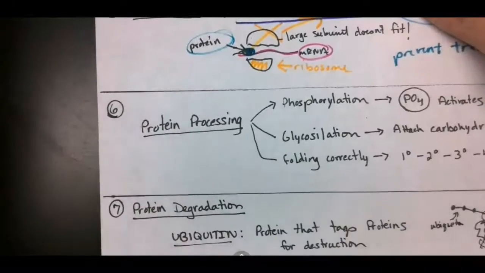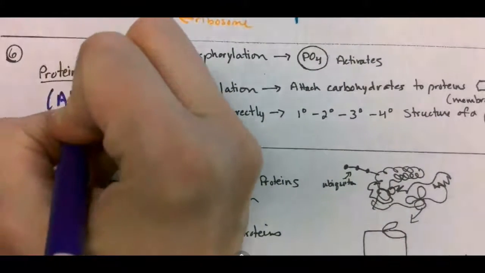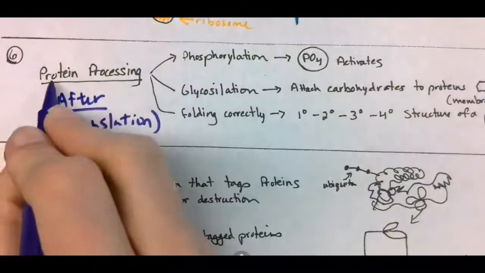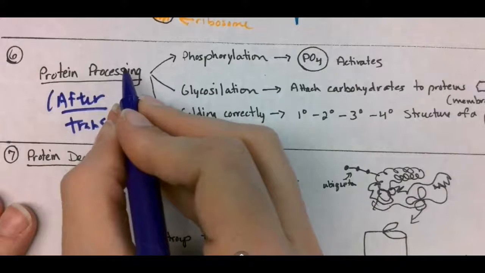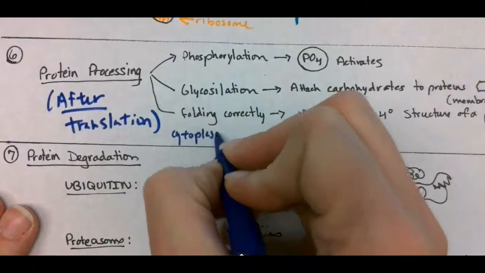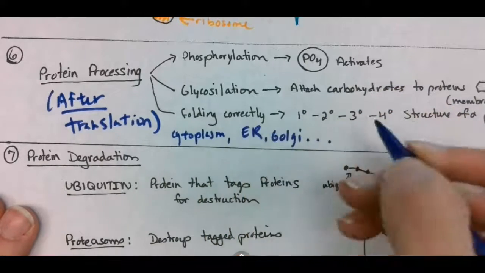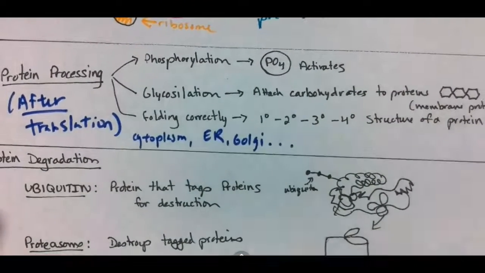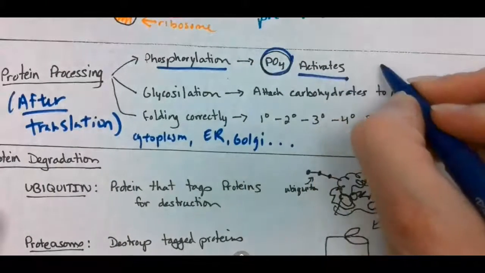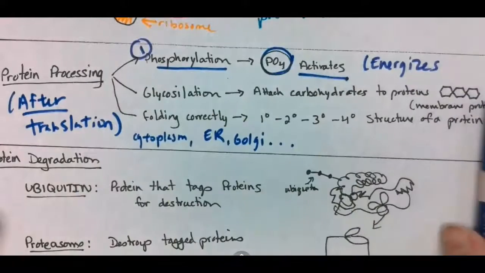6 is after translation. Remember, protein processing happens after translation. This is also called post-translational modifications. This can happen in the cytoplasm, on the ER, or on the Golgi. So what can happen to these proteins? They can be phosphorylated. We add a PO4 which activates them and energizes them. This is one thing that can happen to proteins after they've been made.